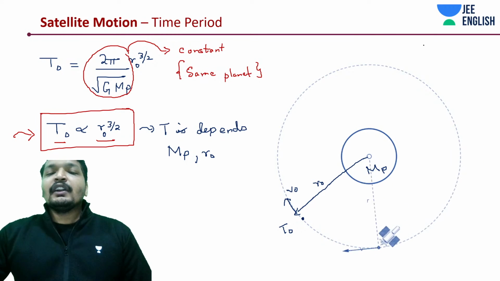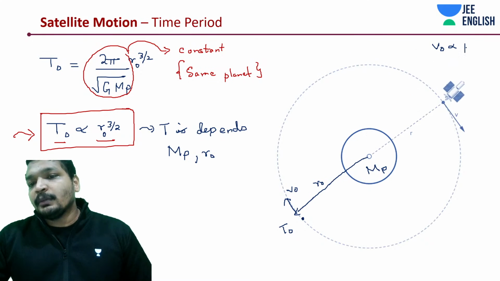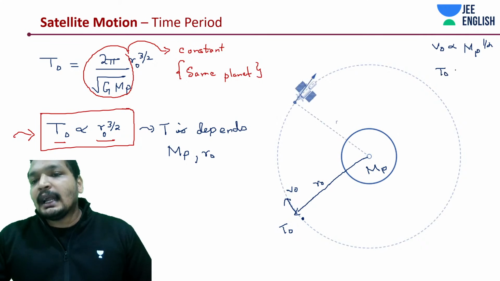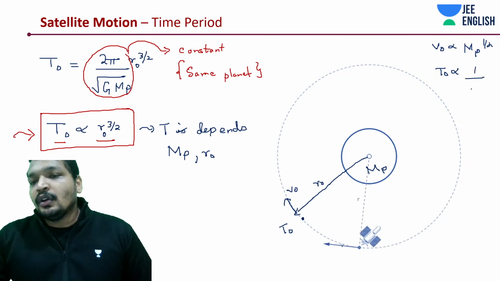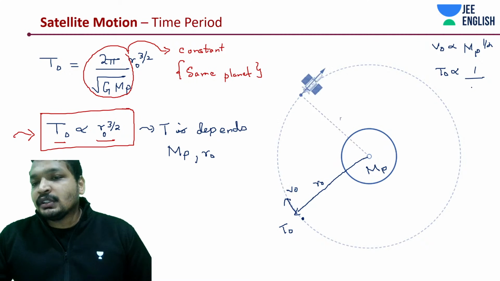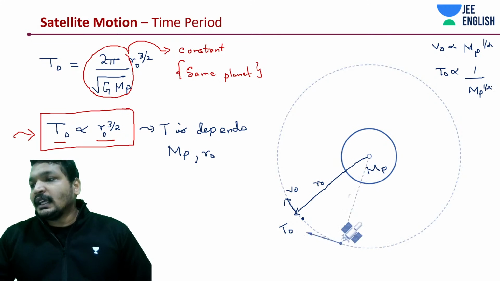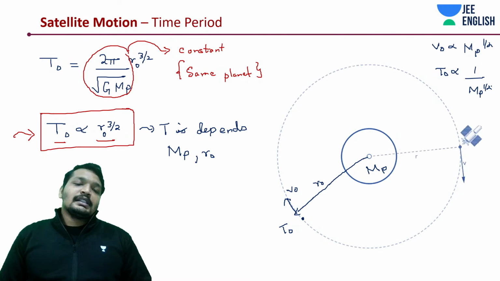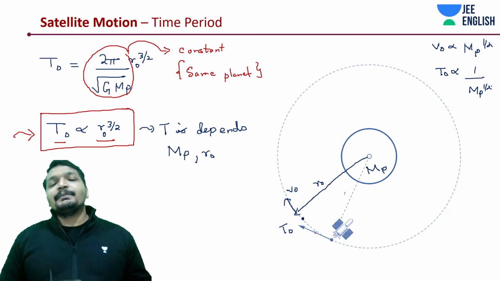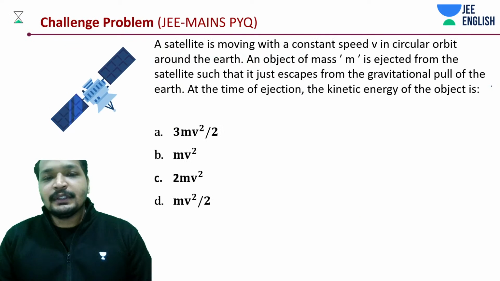So orbiting velocity is proportional to m to the power 1 by 2. So it's going with a lot of speed, and as such, your time period is inversely proportional to 1 by velocity, or 1 by mass of the planet. That's it. End of the story. This is all you need to know. It's really a very easy, interesting, practical topic, guys. And let's now get into some PYQ.